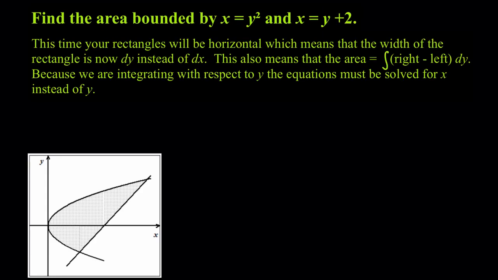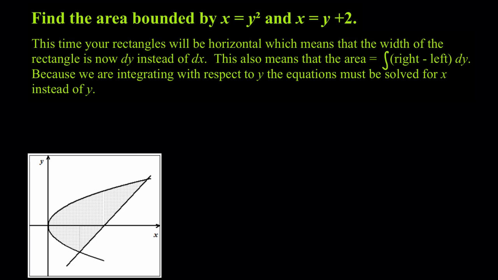All right, so the next problem, we're going to find the area bounded by x is equal to y squared and x is equal to y plus 2. This time you notice our equations are not just y equals equations, they are x equals equations. X equals y squared is your parabola that opens to the right, and then x equals y plus 2 is your linear equation.